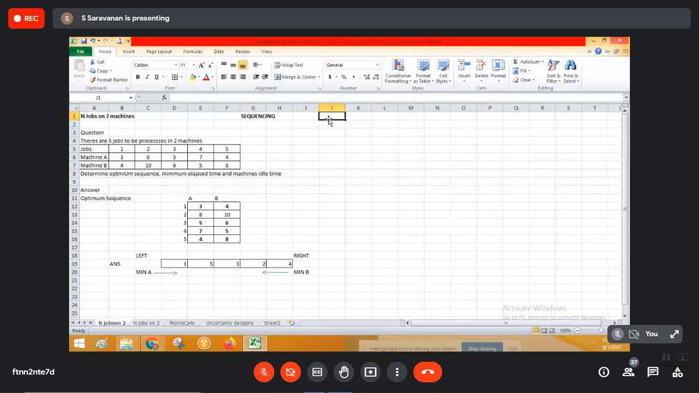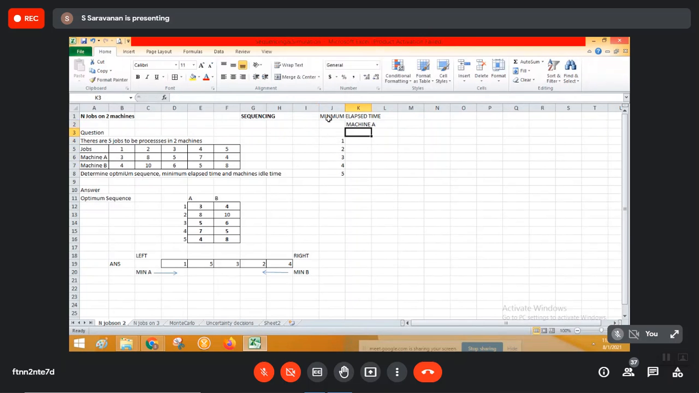Minimum elapsed time. Second answer, minimum elapsed time. Again, there are 5 jobs, 1, 2, 3, 4 and 5. See, this is very important. You will be getting at least one question from this.